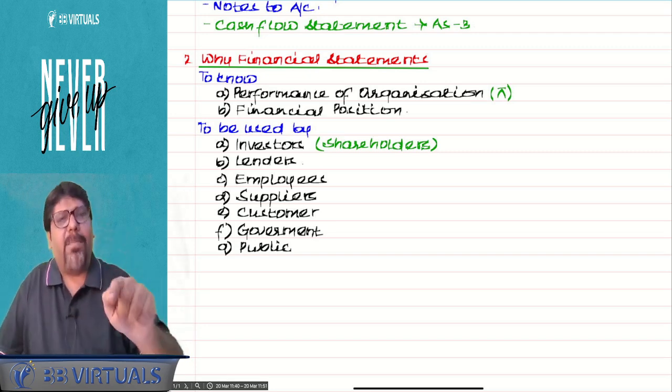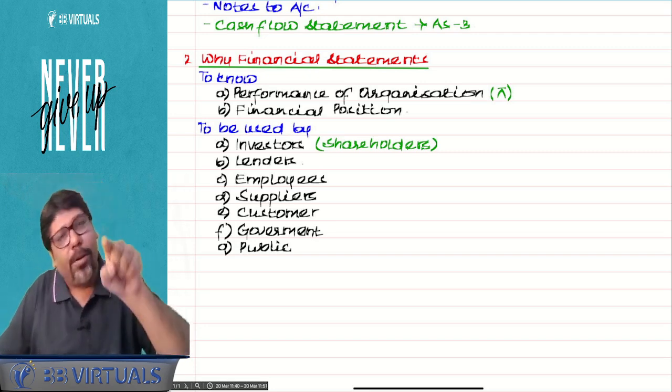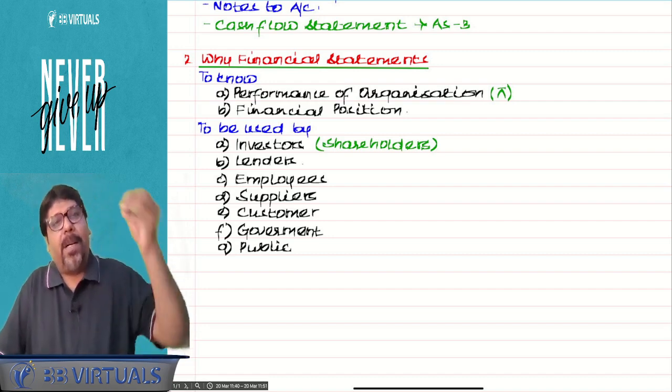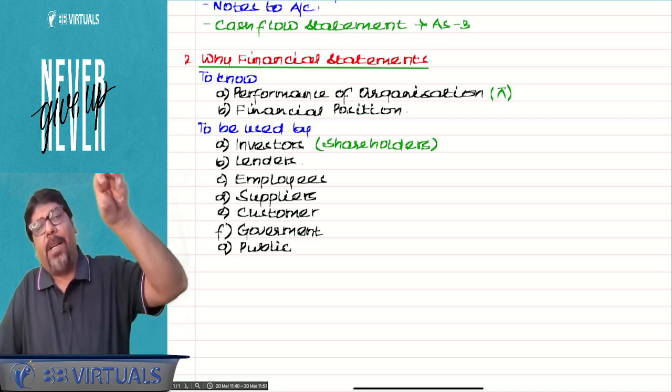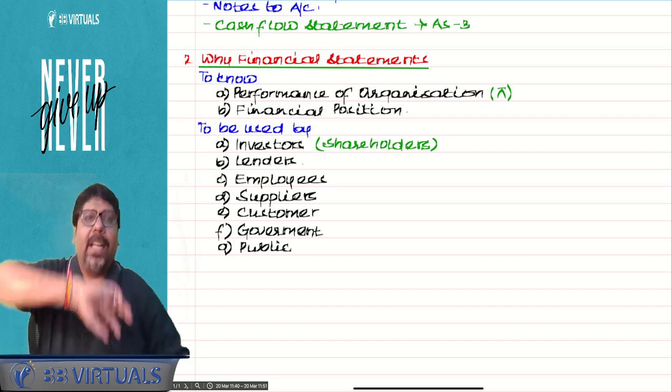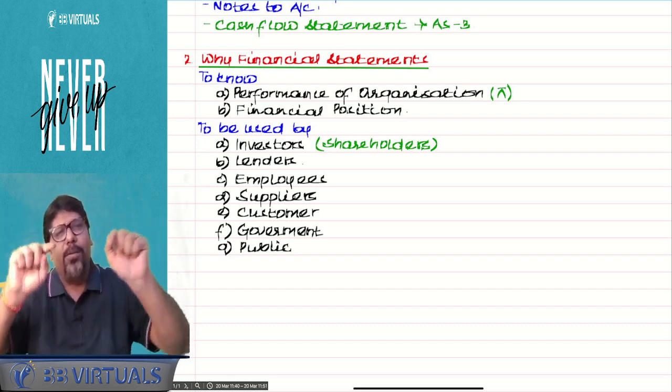Now tell me, you understood accounts? Yes. Do you know the meaning of debit? Yes. Do you know the meaning of credit? Yes. If an asset increases, it should be debited. If an asset decreases, it should be credited. Expenses should be debited. Income should be credited. All this you know? Yes.